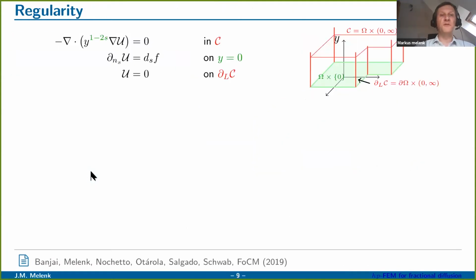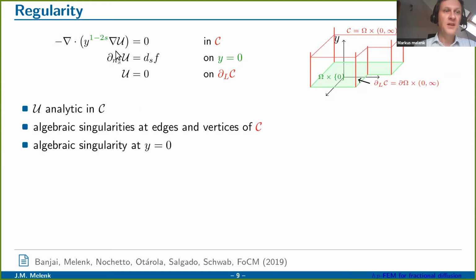So what do we know about the function U? I've written that down here once more. Think for a moment about the case s equal to 1/2. Then 1 minus 2s is 0, so you see that actually capital U is harmonic. It solves Laplace's equation. And more generally, you expect that U is analytic in the cylinder, simply because the coefficient y to the 1 minus 2s is analytic.